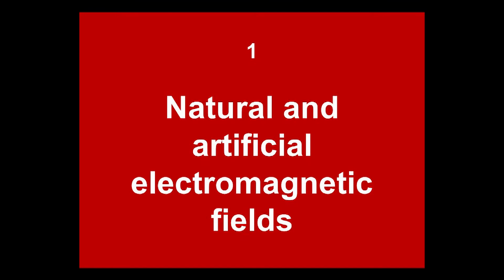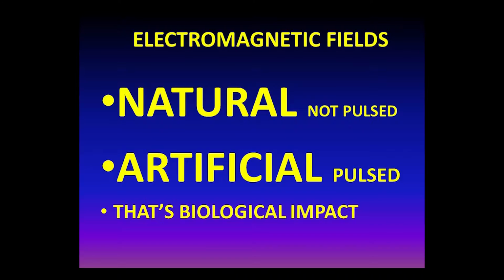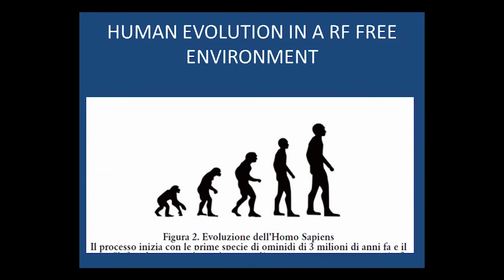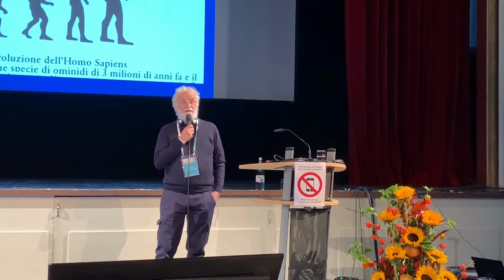And we have to remember that we have natural and artificial electromagnetic fields. Natural are not pulsed, but artificial are pulsed. That's the biological impact, the difference between the two. The human evolution was in an RF-free environment.